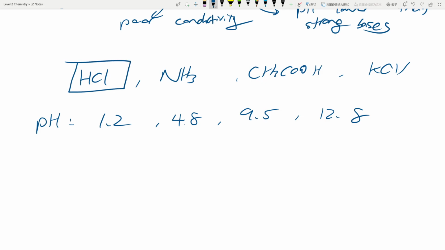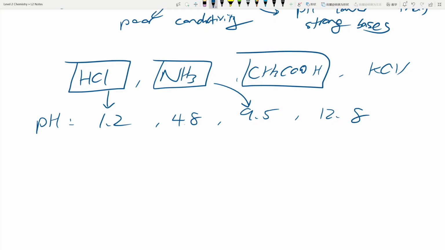Well, HCl is a strong acid. NH3 is a weak base, which means it's going to have a higher pH than 7, but not that high. Then CH3COOH is a weak acid, which means it's going to have a higher pH compared to your stronger acid, but still lower than 7. And then your KOH is a much stronger base, which means it completely dissociates to give you a 12.8 pH. So that's some of the questions that we can elaborate and practice later on, but this is the concept that you have to be able to understand.